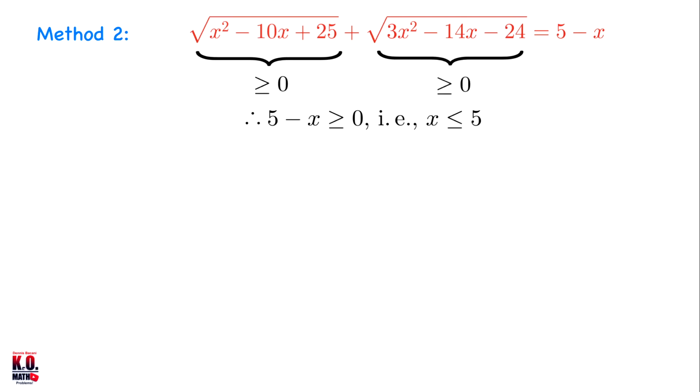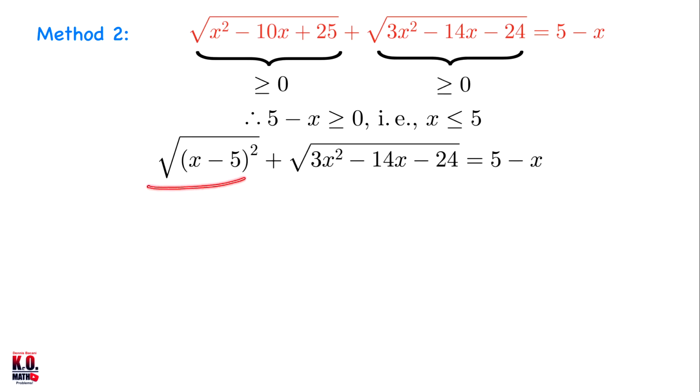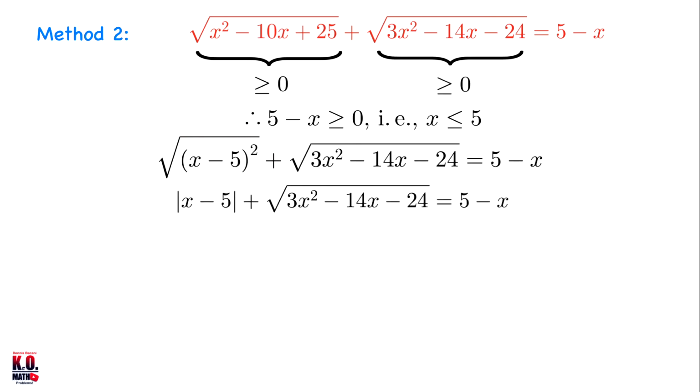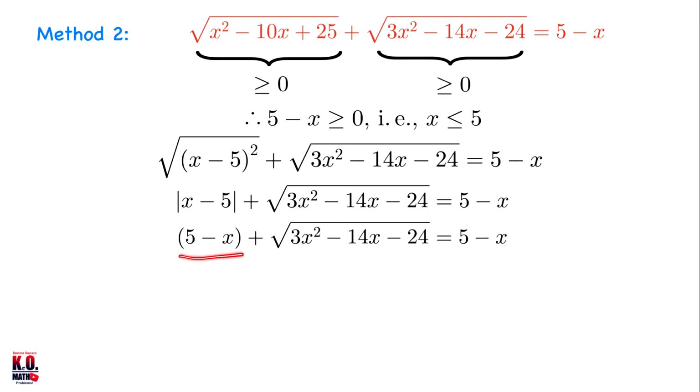And because the first radical can be written as the square root of the square of x minus 5, and this square root of x minus 5 squared is equal to absolute value of x minus 5, and because x is less than or equal to 5, this x minus 5 here is less than or equal to 0. So the absolute value of x minus 5 is the negative of itself. Therefore, we can cancel this 5 minus x and 5 minus x here, and we'll get the equation square root of this expression equal to 0.